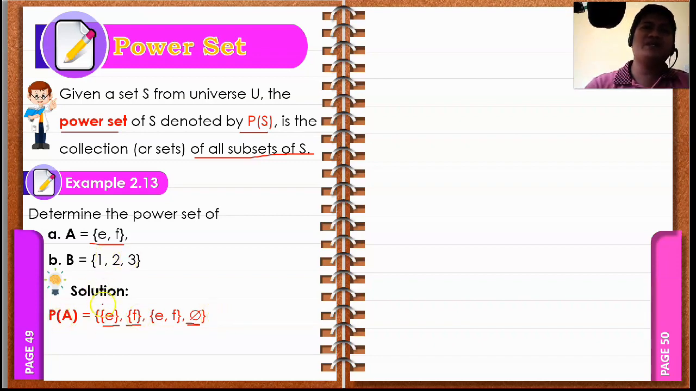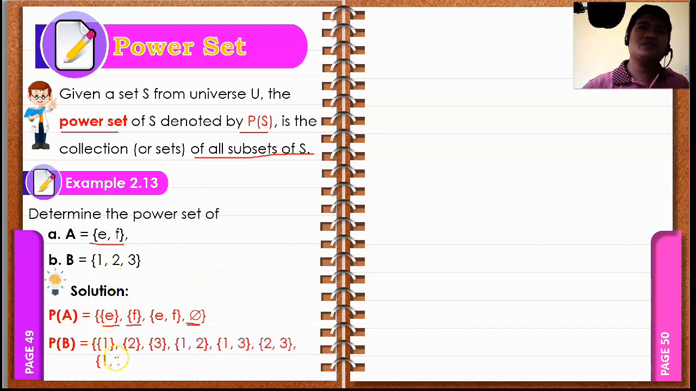So therefore, the power set of EF is: we have the set E, the set F, the set EF, and the empty set. So this is how to compute the power set. Another one, for set B, we have 1, 2, 3. The first thing is we need to get all the singleton or unit sets of each. So we have the unit sets 1, 2, 3. Then after that, by twos, we have 1, 2; 1, 3; and 2, 3. And also, the set itself is a subset. And finally, the empty set.